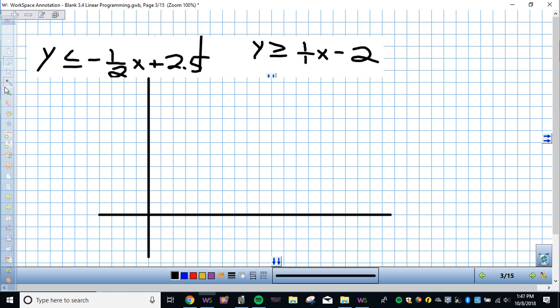So we're going to go up 2.5, so 1, 2.5. From there, we're going to go down 1, right 2. So down 1, right 2, down 1, right 2. And then draw that line.